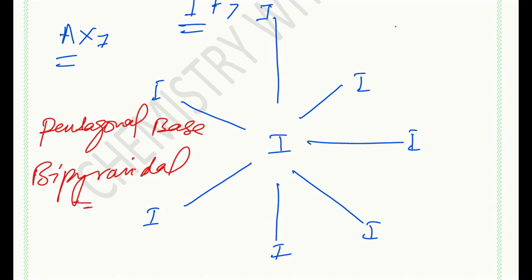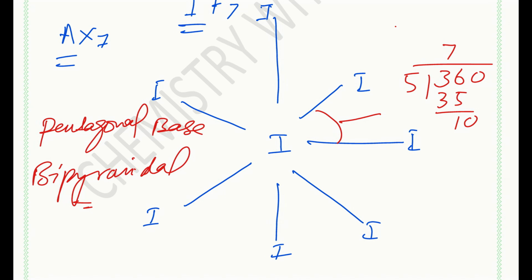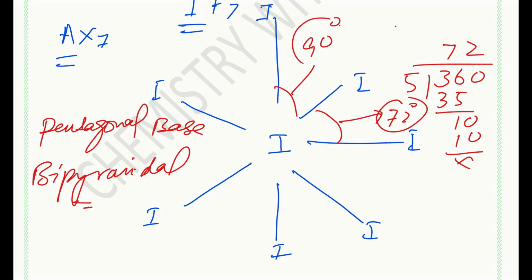Okay, so bond angle, if I divide 360 by 5, this bond angle is 72 degrees, okay, and the vertical one is 90 degrees. So the bond angles are also clear, 90 and 72 degrees. This is called pentagonal base bipyramidal shape.